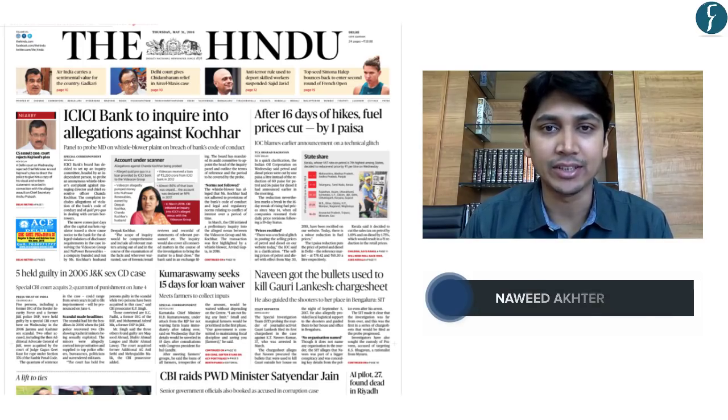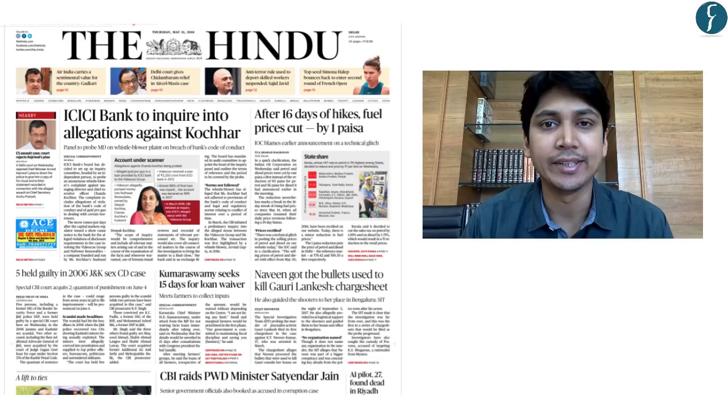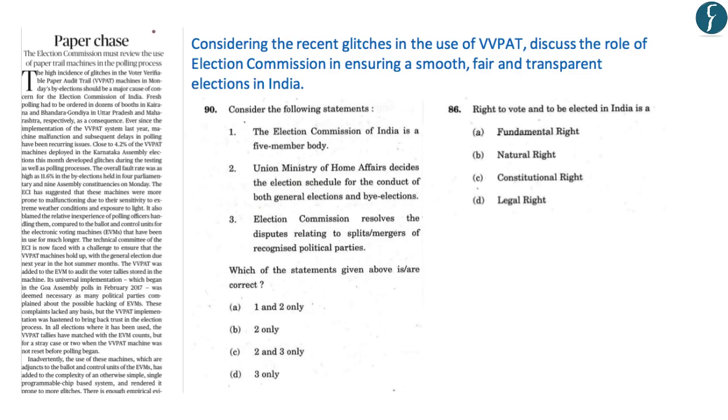Today, we're going to discuss important issues appearing in the Hindu newspaper dated 31st May 2018. Let's begin. In the editorial section, the news appears on page number 8. The news reads, Paper Chase. The Election Commission must review the use of paper trail machines in the polling process.